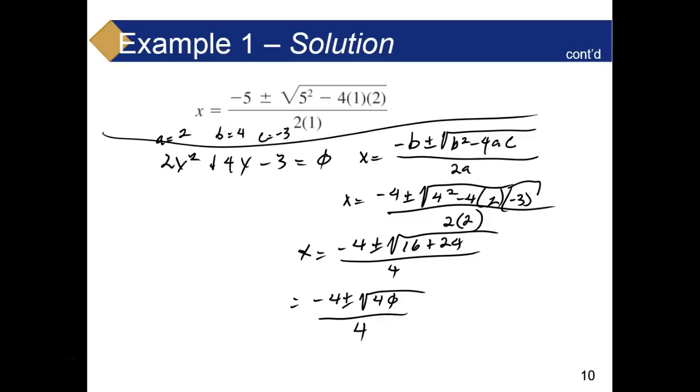What is it? 4 times 10. 4 is a perfect square. Pull that out: 2 times the radical 10. But we're not going to go there. You don't have to mess with that.